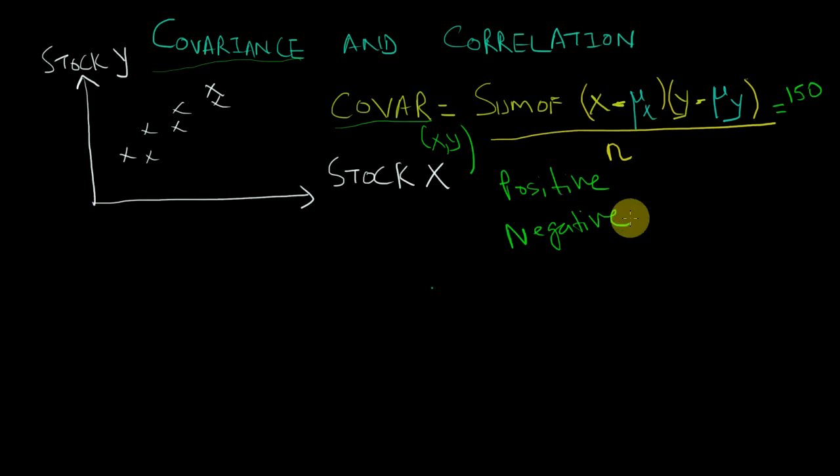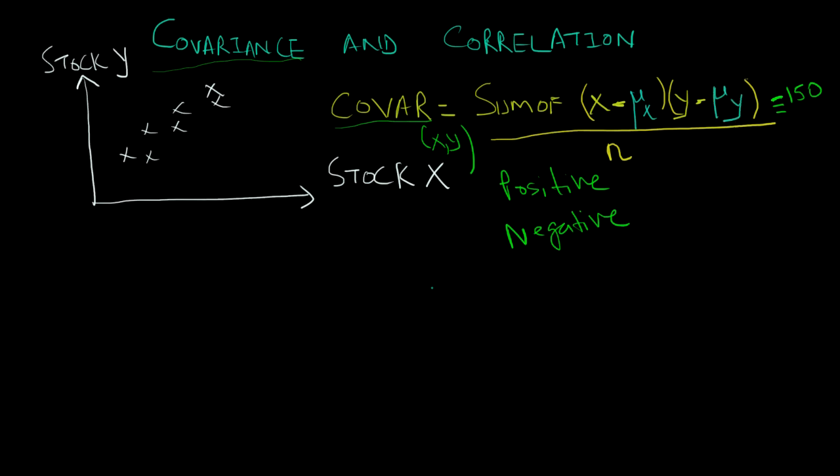Now if it's a negative number, for example minus 150, that tells us that if stock X increases, stock Y will decrease. In other words, they will move in opposite directions. But the issue with covariance is that it does not tell us how strong the linear relationship is.